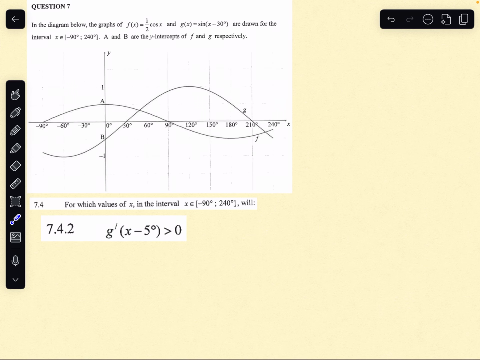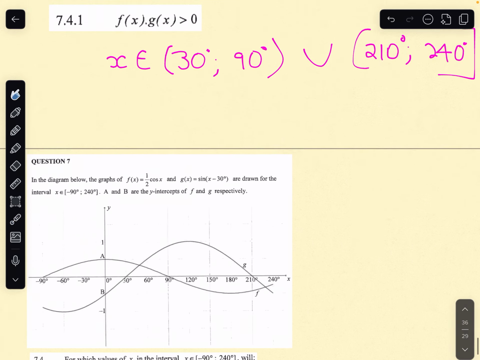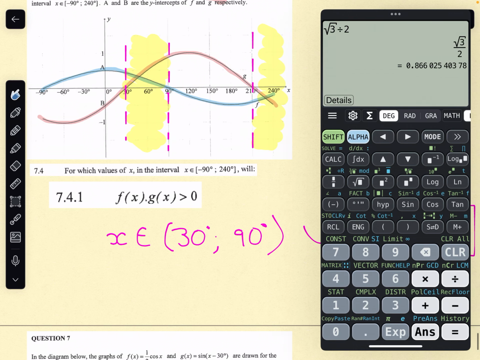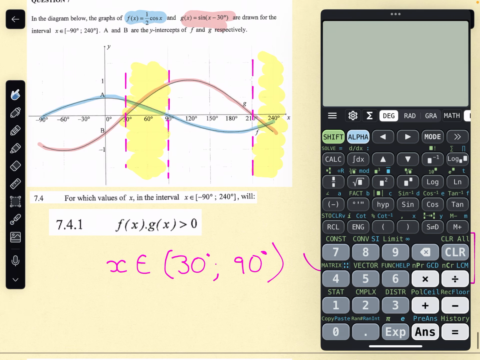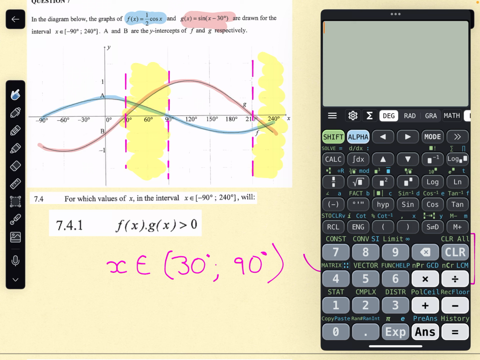My goodness, Dios mío. Also, just as a side note, we can sanity check these solutions that we got here. So what we are alleging is that if we choose any number in the interval that we outlined, and we put it into this inequality, it will hold. So if we pick 40 degrees, for example, because it falls in this bit of the interval, and we say half of cos 40 times sine of 40 minus 30, we should get a positive answer, and that we do.